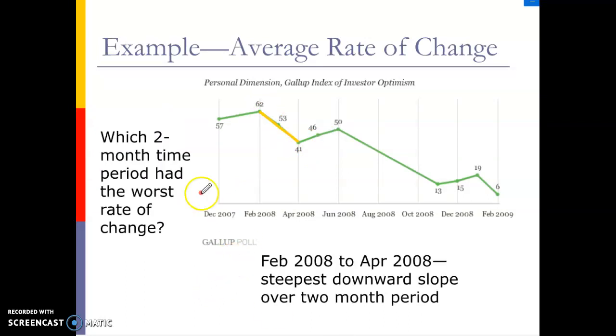And then the next one, this third question, is which 2-month period had the worst rate of change? When you're talking optimism, the worst rate of change would be the most negative. So we are looking here for the most negative part of the graph.